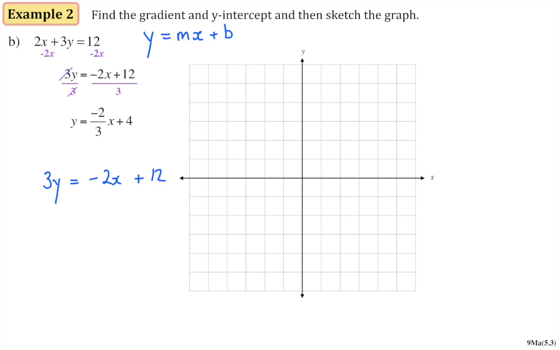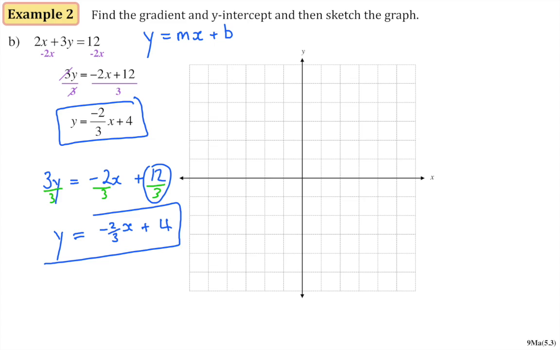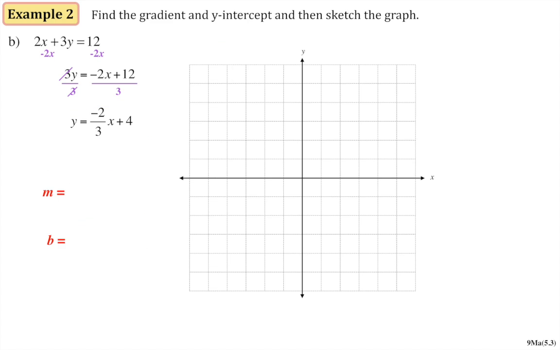Think of it as being like this, over 3, over 3, over 3, which means I end up generating y equals minus 2x over 3, which can be written as minus 2/3 of x, plus 12 over 3 is a fancy way of writing 4. And that's what I've written there. y equals minus 2/3 x plus 4. Well, that means the number in front of the x is my gradient, and the number on the end is my y-intercept. So my gradient's minus 2/3, and it crosses the y-axis at 4.